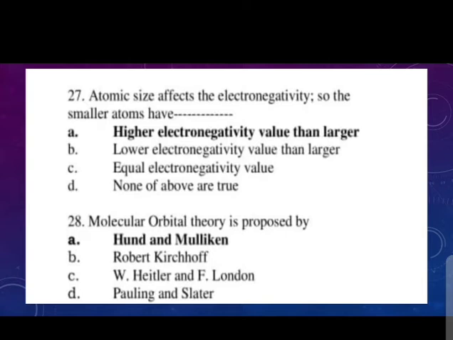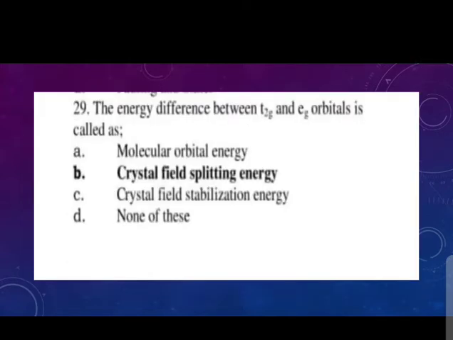Moving to our next question. Molecular orbital theory is proposed by A. Hund and Mulliken, B. Robert Kirchhoff, C. W. Heitler and F. London, D. Pauling and Slater. So our correct option is A. Hund and Mulliken.